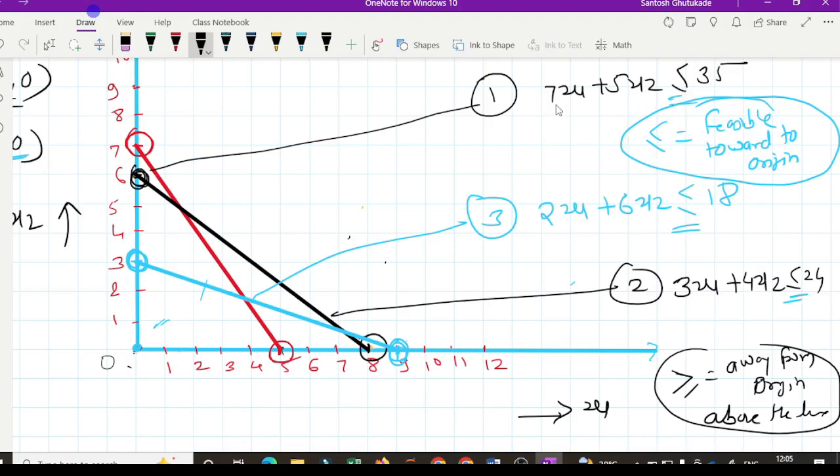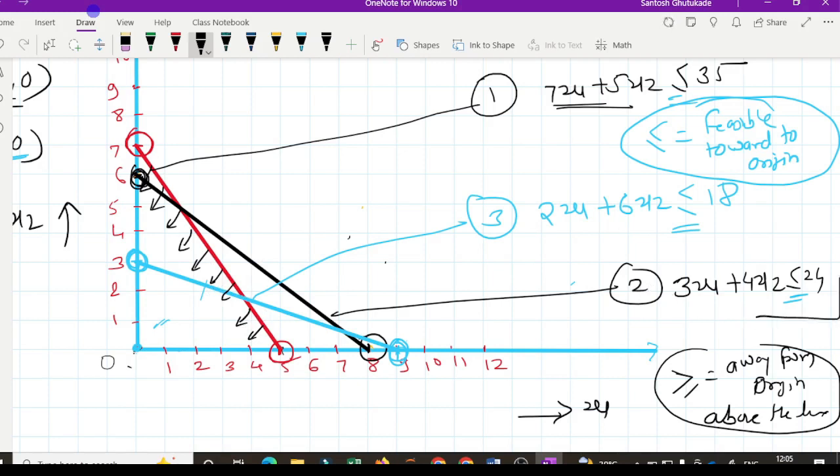We will check one by one. For equation number 1, there is a less than symbol. This red line is for equation number 1. The feasible region is towards the origin, or below the line. What is the meaning of that? Less than or equal to means we are getting the answer below that line.